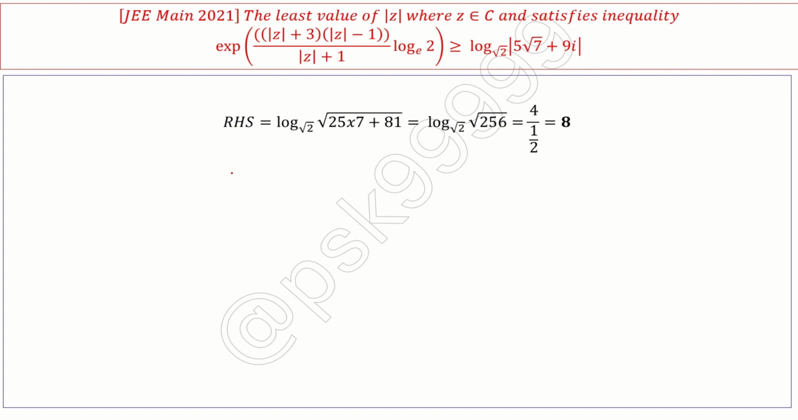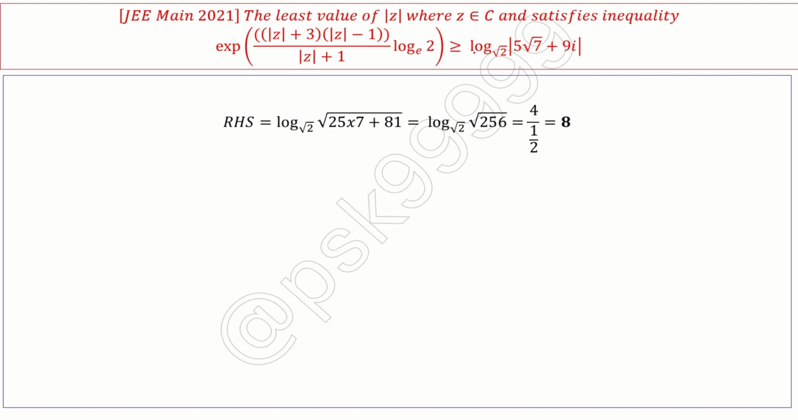Okay, so RHS equal to log of modulus of 5 root 7 plus 9i, which is nothing but square root of 5 square into 7, which is 25 into 7, plus 81. Square root of that, and then to the base square root of 2. Okay, so this is nothing but log of square root of 256 to the base square root of 2. Directly you can write this answer is 8. 2 to the power of 8 is 256, so answer is 8. Or you can directly convert: this is nothing but 16, which is 2 power 4. This is 2 to the power of half, so 4 by half, which is 8. Okay, now RHS is 8, which we are clear about.